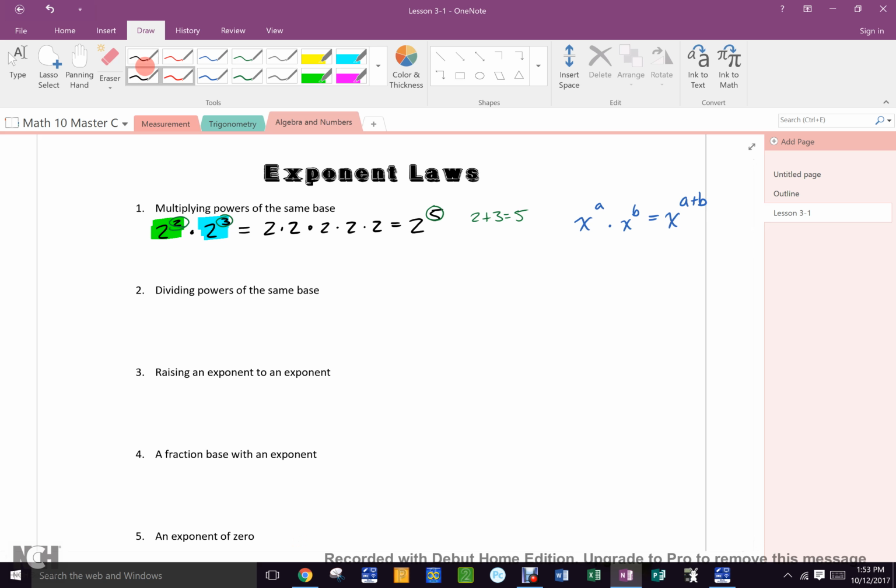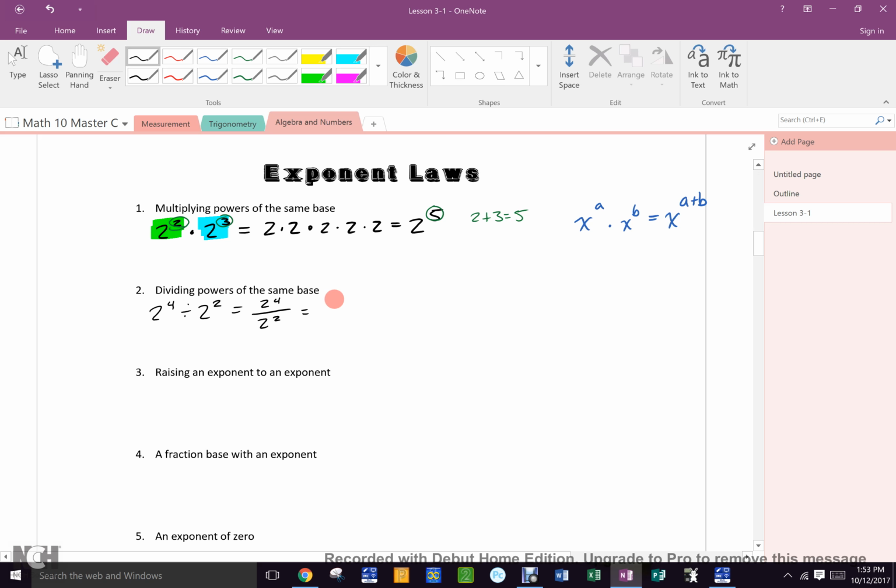All right, dividing gets a little bit tricky. Last year you saw it written this way. 2 to the 4th divided by 2 squared. That's how you saw it written last year when you were first introduced to this. What's another way to write that same thing? 2 to the 4th over 2 squared. Same thing, yes?